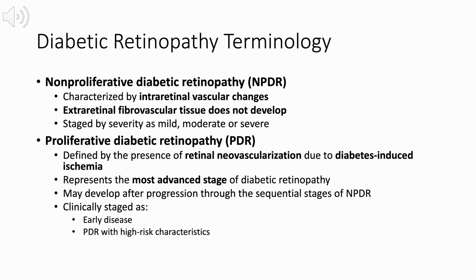Proliferative diabetic retinopathy, or PDR, is defined by the presence of retinal neovascularization occurring as a consequence of diabetes-induced ischemia. PDR represents the most advanced stage of diabetic retinopathy, and it may develop after progression through the sequential stages of NPDR. Clinically, PDR is staged into early disease and PDR with high-risk characteristics. In that second category, high-risk PDR is a formally defined entity with specific criteria that we will cover in detail because it is both a treatment threshold and a favored examination topic.